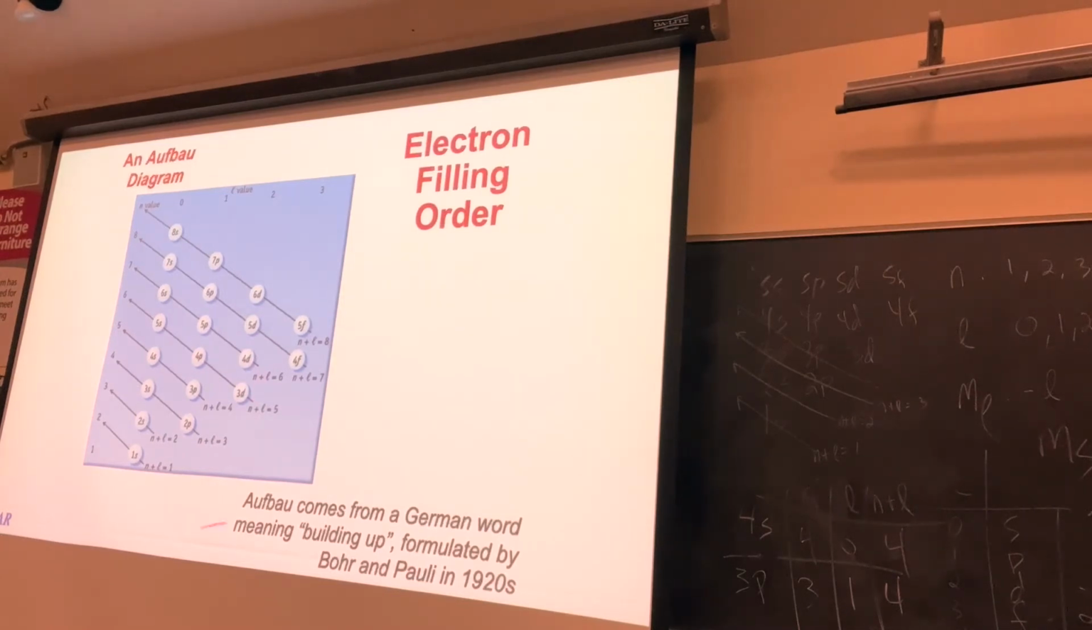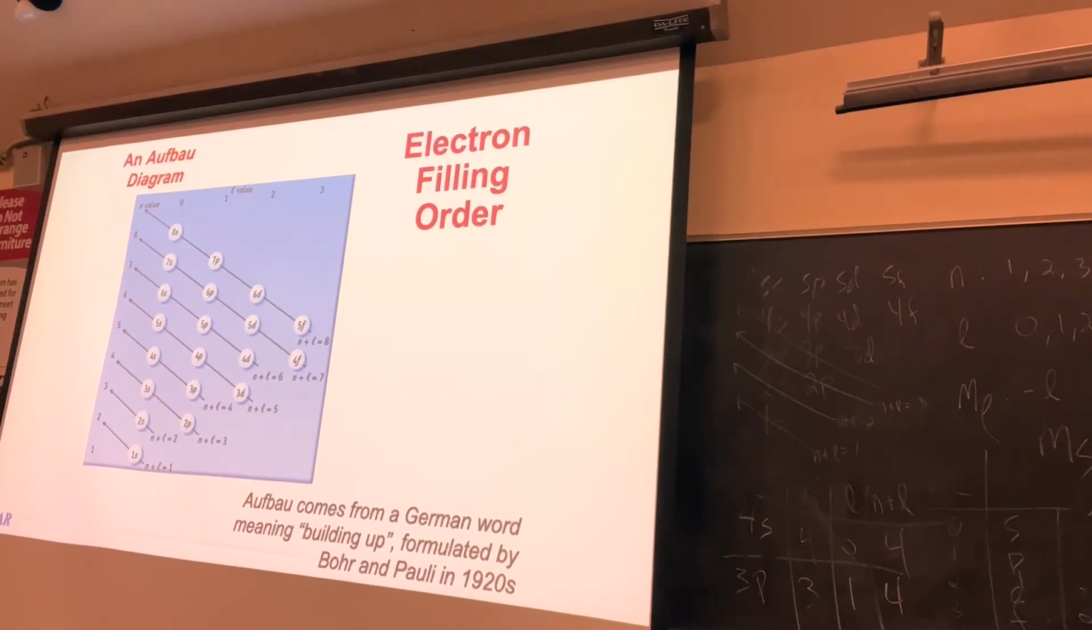Aufbau means building up, apparently in German. I don't know. And Bohr and Pauli came up with this idea. And at first I was like, oh, you can really use the periodic table, which I was teasing Jonah with in the break a little bit. But really, the Aufbau diagram is a nice way to do the electron filling order if you want. And you just literally follow the arrows back and forth.